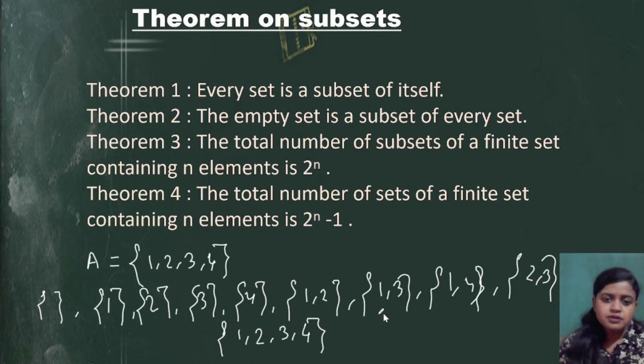Okay, so the number of subsets will be what? 2 to the power n. So here the number of elements is how many?